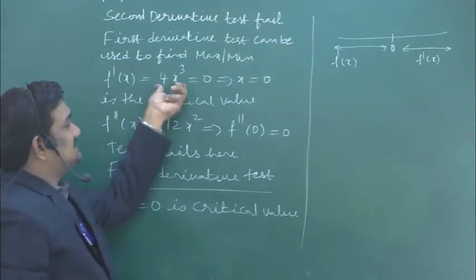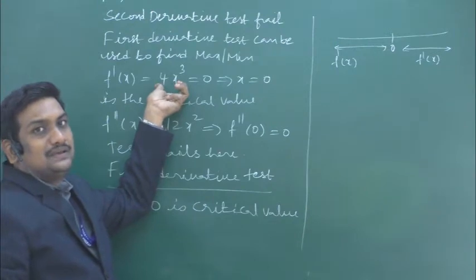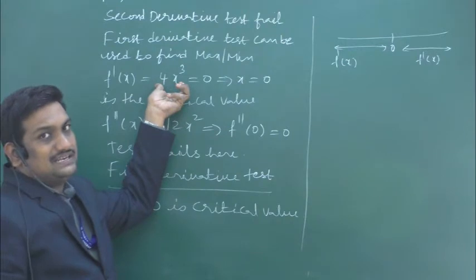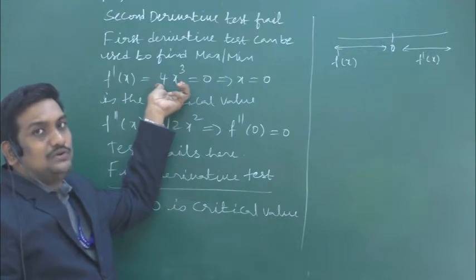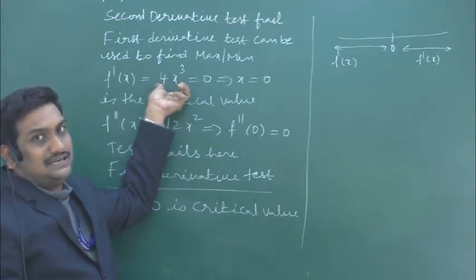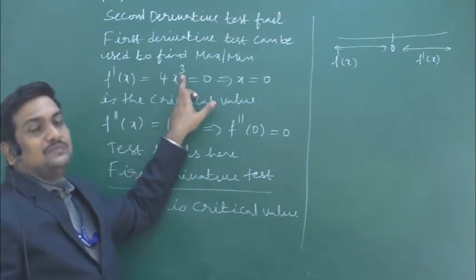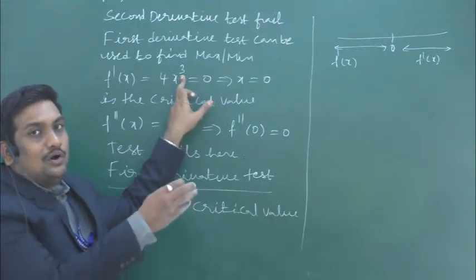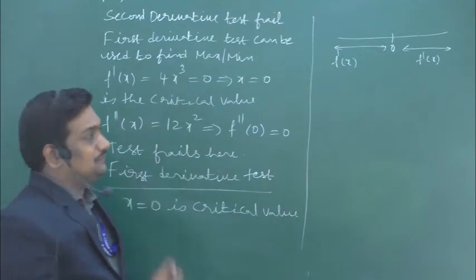Okay, this is the first derivative. If you substitute -1, it will be negative, that is -4. If you substitute -2, then also it is negative, that is 4 into (-2) whole cube, 4 into -8, -32. Since the power is odd, every time we will get a negative value. So for any x value on the left side of 0, you will get f dash x as negative.